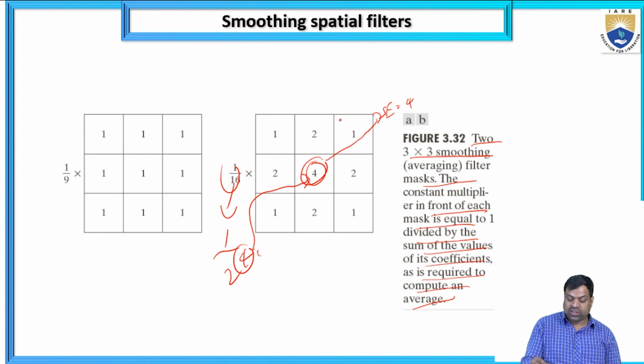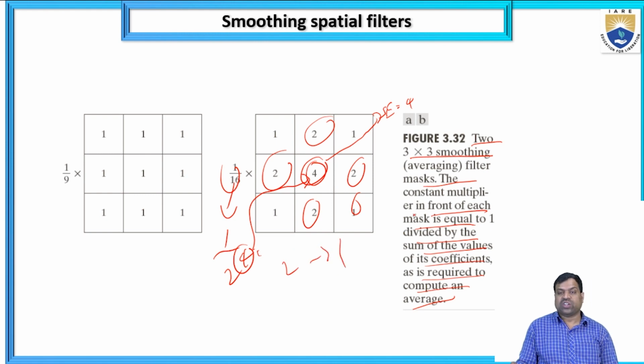What are the surroundings? Here 2s and 1s are there, shown as intensity values. Here 1 by 9 is a mask. Applying the mask here.